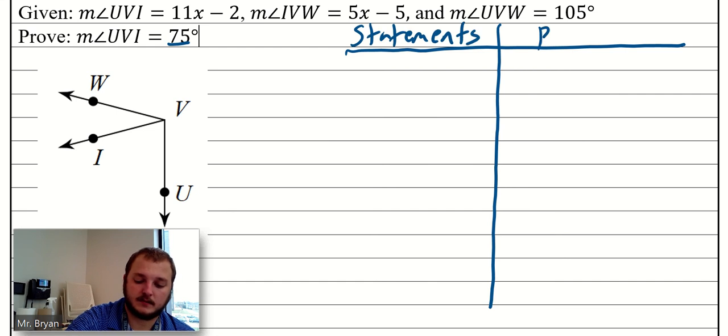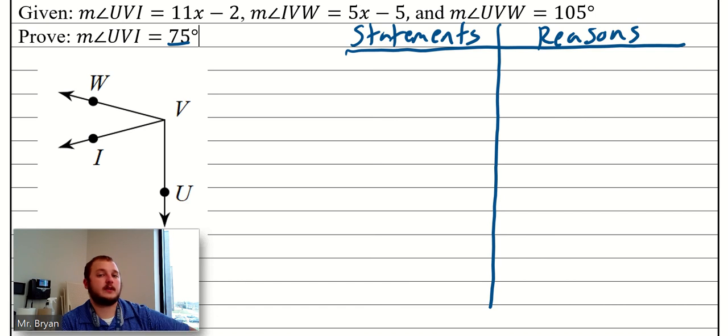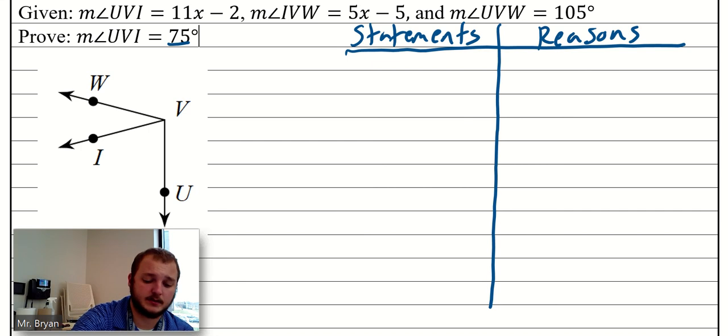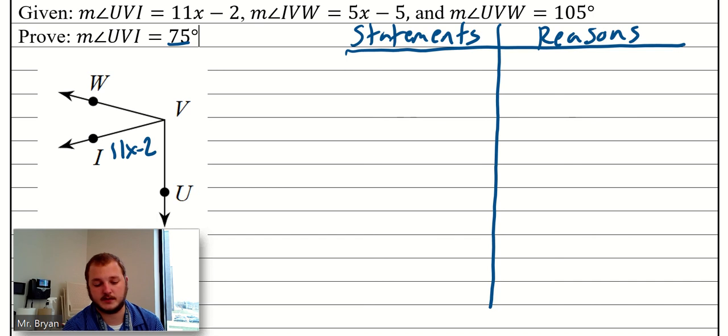Statements on the left, reasons on the right. And then before I even get into this, one other thing that I will recommend as well, if this helps you visualize where those angles are, is I'm going to label what my angle measures are in terms of whatever variable I was told. So if I have angle UVI, I was told that's 11x minus 2. So I'm just going to write this in here in angle UVI, 11x minus 2.